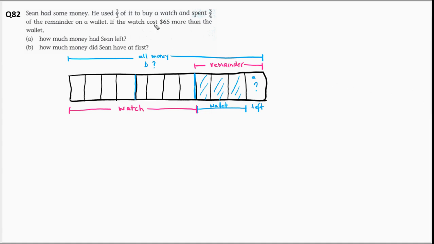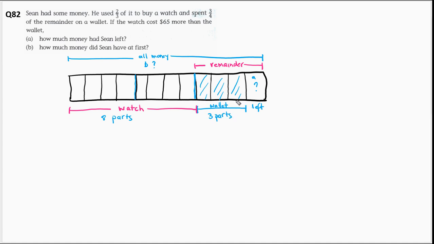Okay, what can we work out? And this is where we need to look at these amounts. If the watch costs 65 more than the wallet, now we've got lots of equal parts. The watch comprises 1, 2, 3, 4, 5, 6, 7, 8 parts. And even though I may have drawn them badly, I know that they all represent equal parts. So the watch is 8 parts and the wallet is 3 parts.